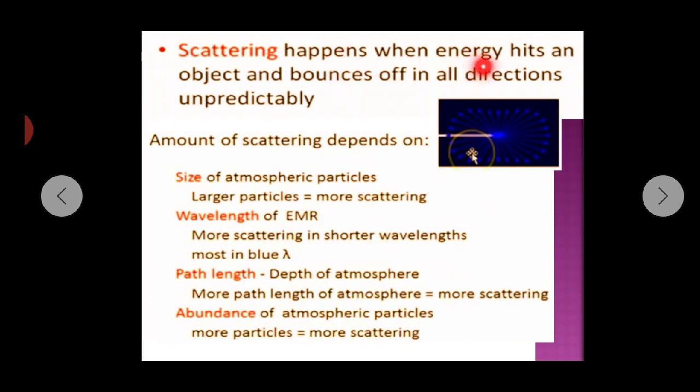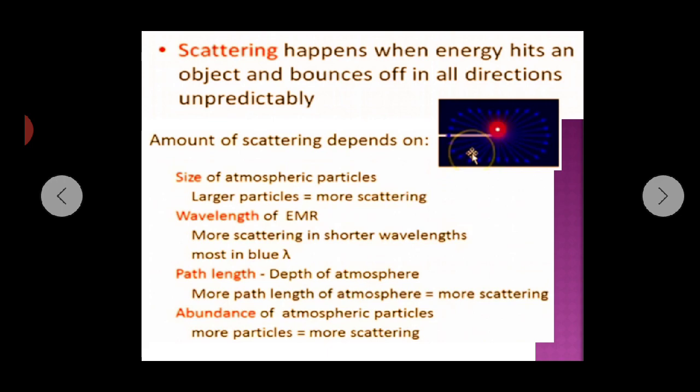Scattering happens when energy hits an object and bounces off in all directions unpredictably. So sunlight comes, it comes in contact with particulate matter and it bounces off in an unpredictable manner. How much it gets scattered depends on various elements. The first ones are size, wavelength, path length and abundance.